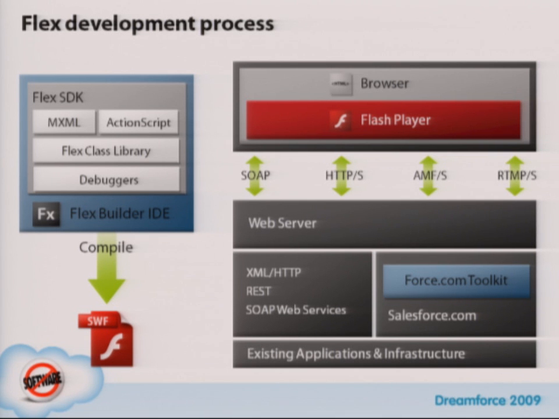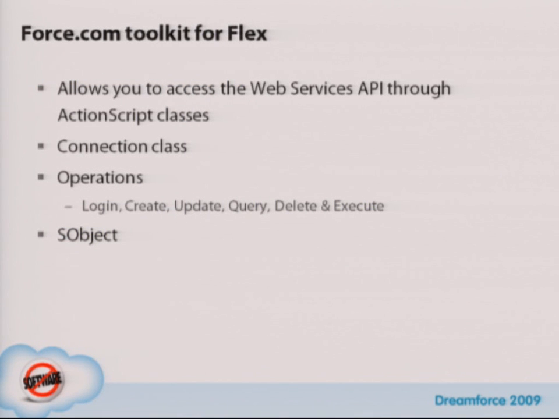It can use a variety of protocols like SOAP, HTTP, and other Adobe protocols. And when it wants to talk to Force.com, or your data on your Force.com org, it will use the toolkit to do so. What the toolkit is, is really a way to access the web services API that we provide.